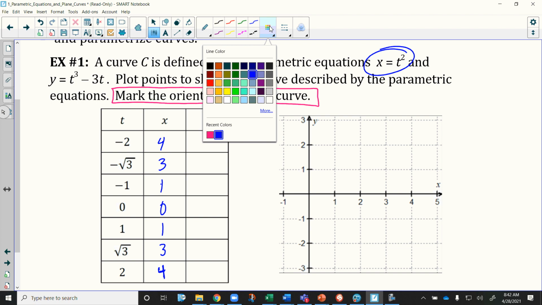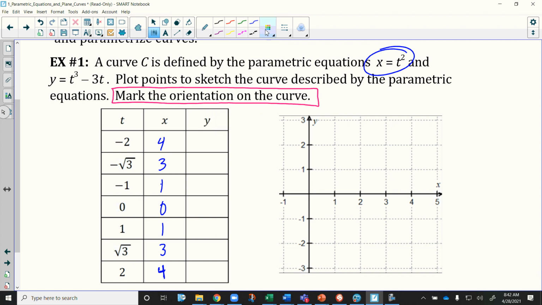Okay, so let's try the y values. For the y values, I'm going to take all the numbers in that t column and substitute them into that equation there, t cubed minus 3t. And when I do that, I'm going to wind up getting these numbers here: negative 2, 0, 2, 0, negative 2, 0, and positive 2.